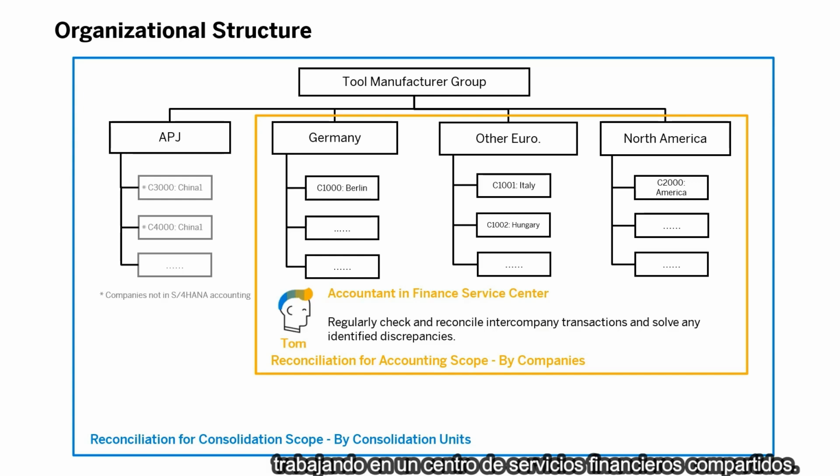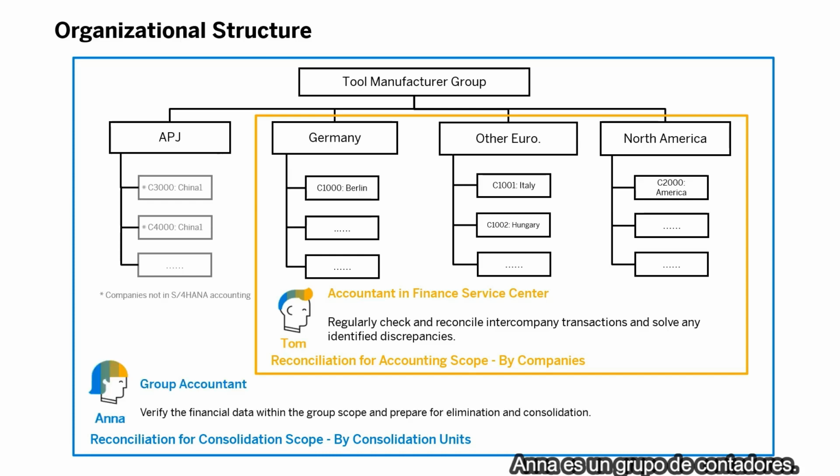Tom is an accountant working at a shared finance service center. His job includes checking and reconciling the intercompany transactions regularly, and when he discovers discrepancies, he needs to resolve them in a timely fashion. Anna is a group accountant. She verifies the financial data released from the subsidiaries and makes sure that the data is ready for elimination and consolidation from the group's perspective.